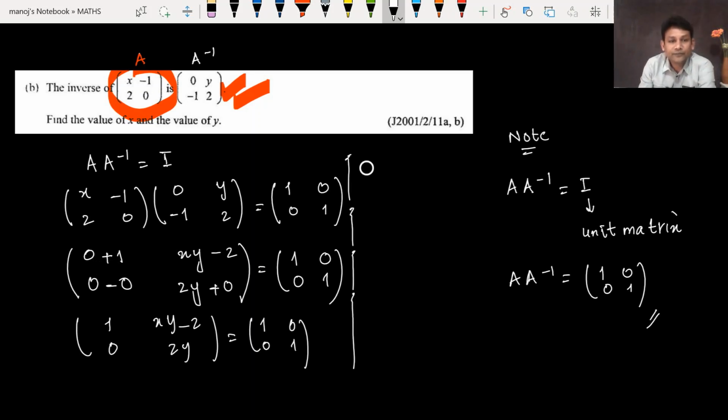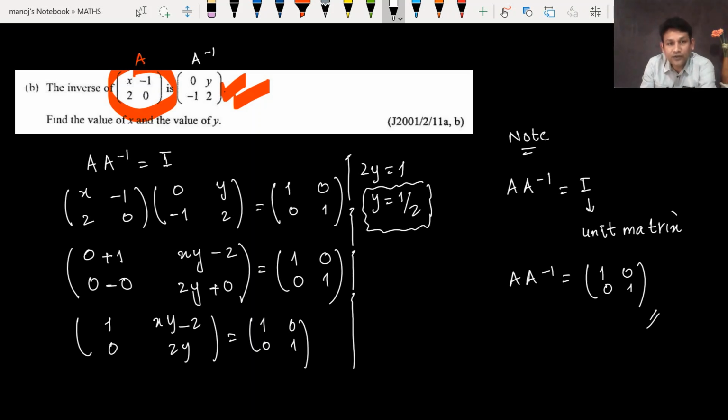Okay, 1, 0, 1, 0. X minus y, xy minus 2 is equal to 0, and 2y equals 1. So I am writing 2y equals 1 first, so y equals 1 upon 2. This is the first answer.